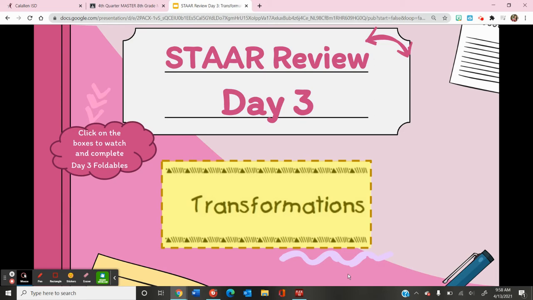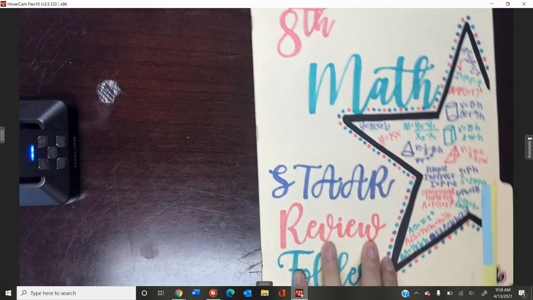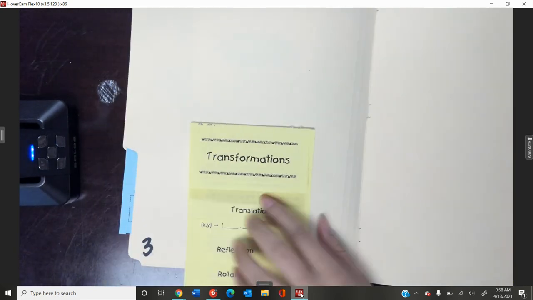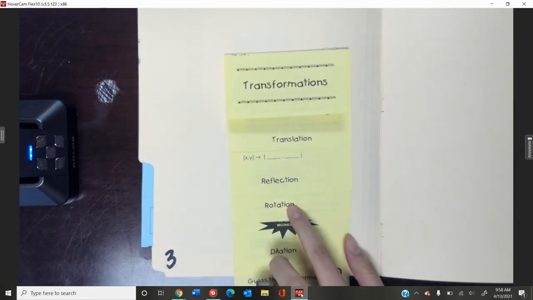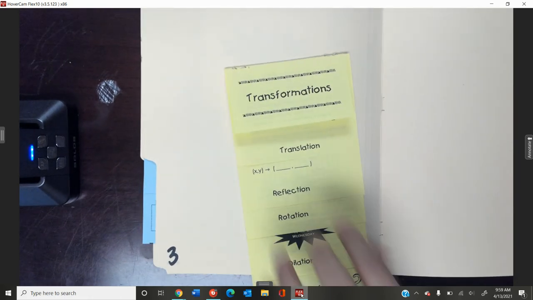Day 3 of your STAAR review, and we're going to be talking about transformations. So opening up your STAAR review folder, you should have already watched the video to place your foldable for today. But again, it's going to be placed at the very bottom of page 3, and this is what it should look like again. It's a flippable. So again, transformations include translations, reflections, rotations, and dilations.